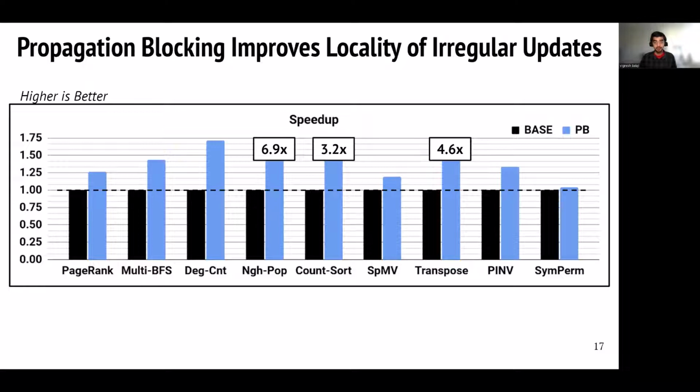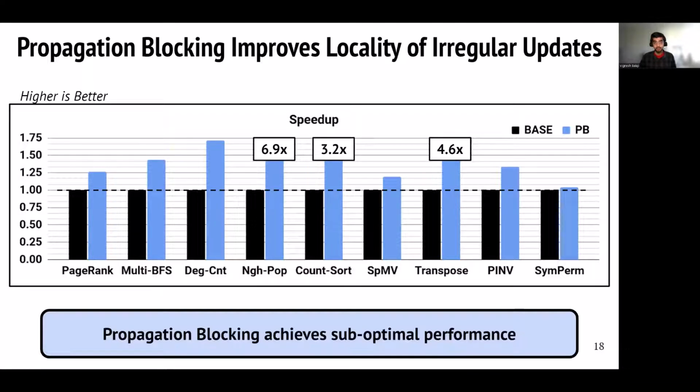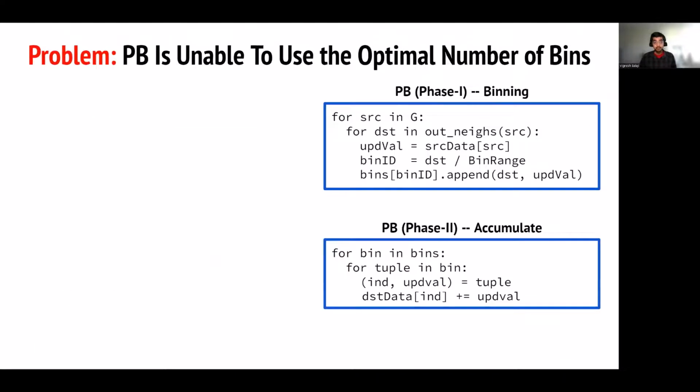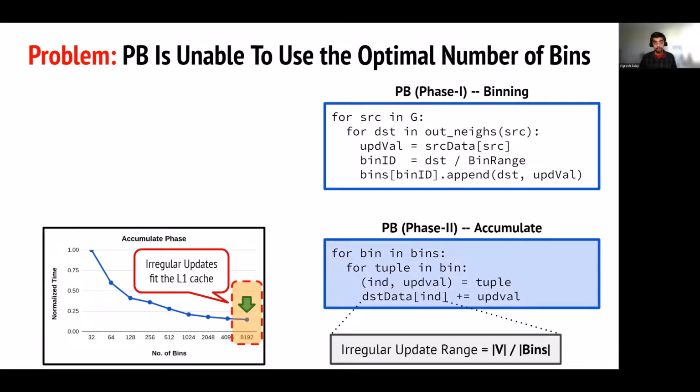Unfortunately, despite these impressive results, we are going to show later that propagation blocking executions are still suboptimal because they suffer from certain limitations, which we'll try to address using architecture support. The primary limitation of propagation blocking is that it is unable to use the optimal number of bins. To appreciate that point, let's focus on the accumulate phase. We saw that the accumulate phase irregular update range is equal to V divided by bins. So the optimal performance for the accumulate phase will be achieved when we have a large number of bins such that all the irregular updates fit in the L1 cache.